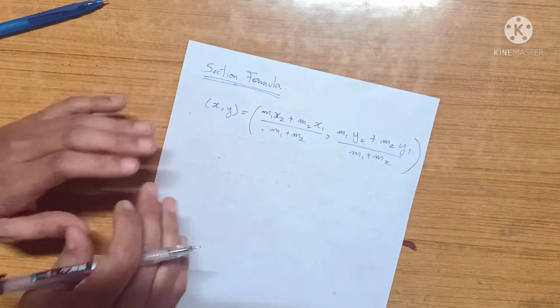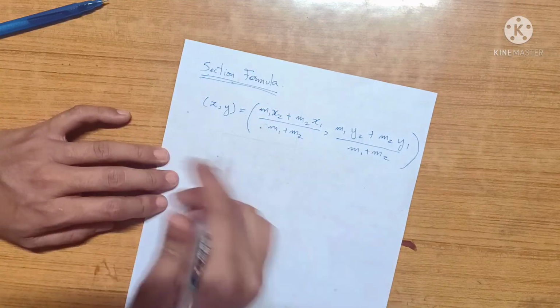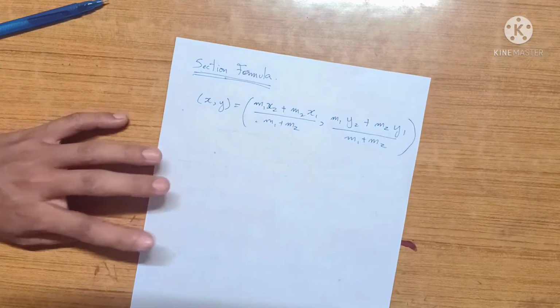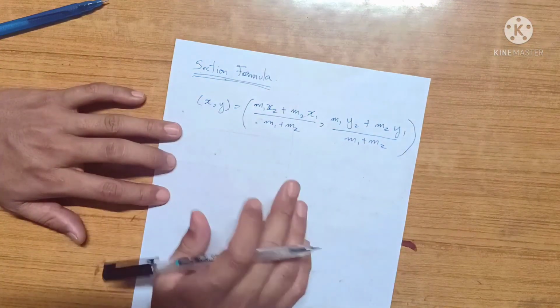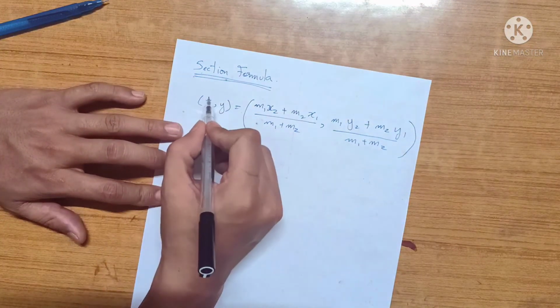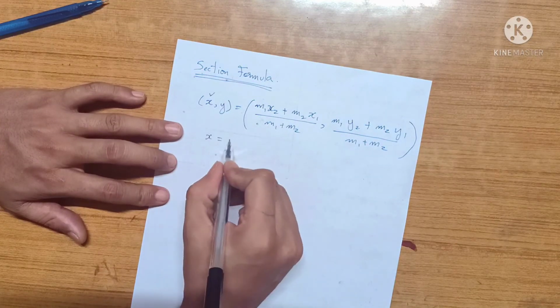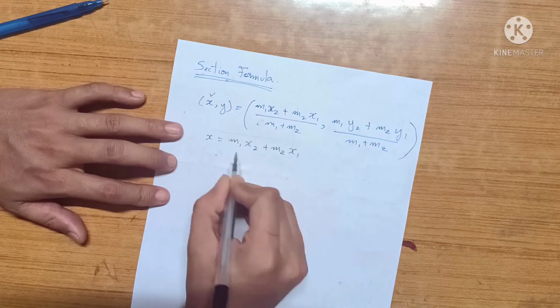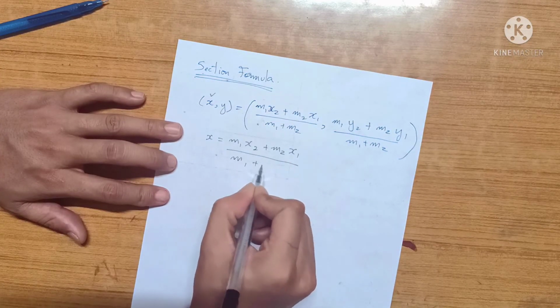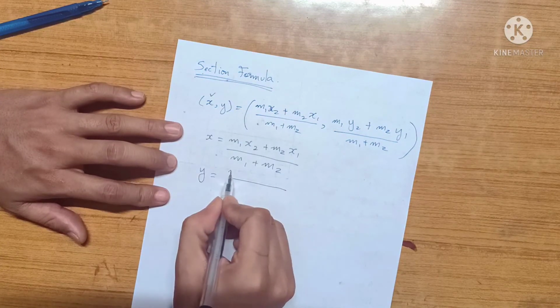I'll explain the formula for our next exercise so that as soon as we start the next exercise, we can directly go fast. Okay, so section formula. What you understand by the section formula is that the x coordinate is given by this. I'll tell you what m1 and m2 is also, don't worry. The y coordinate is given by this.